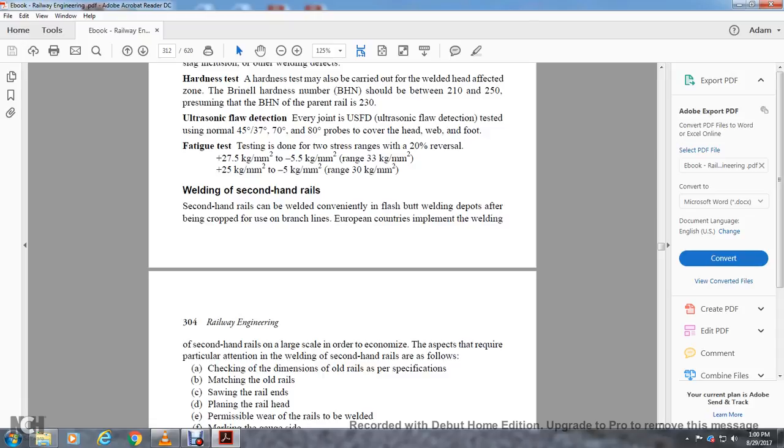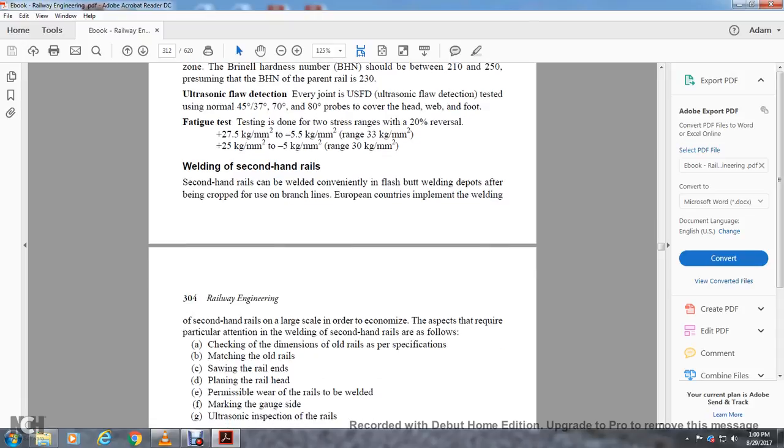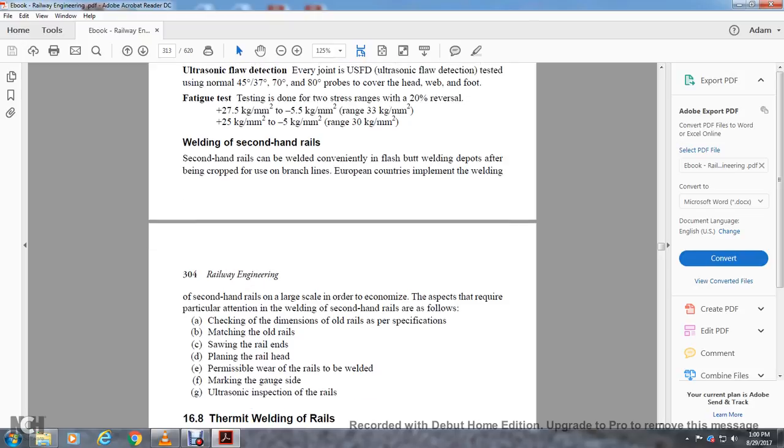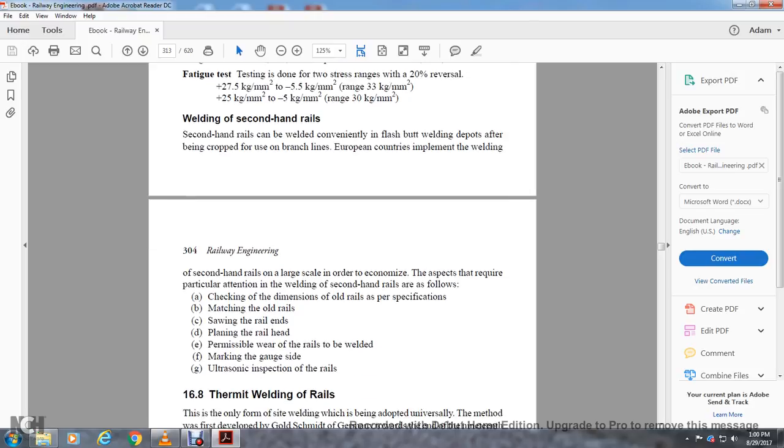Check the dimensions of old rails as per specification. Mark the old rails. Saw the rail ends. Plane the rail head. Permissible wear of the rails to be welded. Permissible marking on the gauge side. Ultrasonic inspection of the rails.